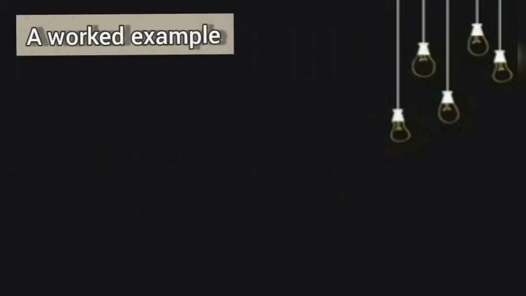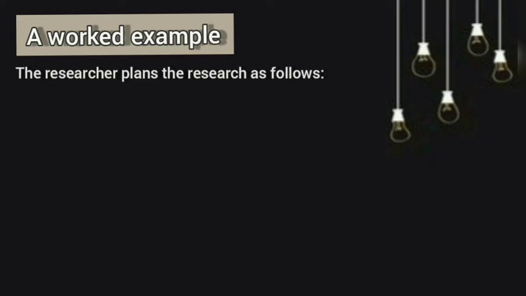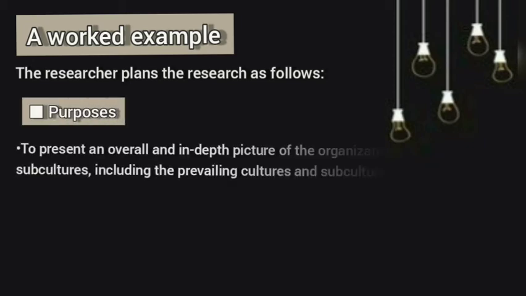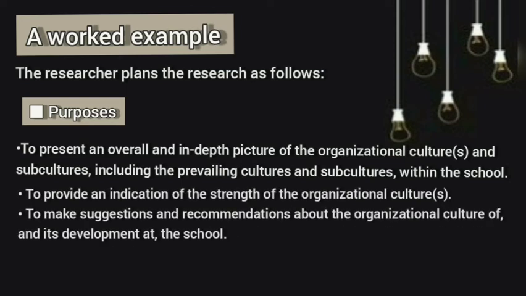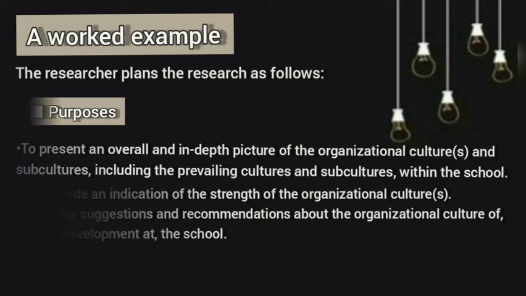Okay, the last point of this material is a worked example. The researcher planned the research as follows. The first is purpose. In the purpose, there are 3 points. The first is to present an overall in-depth picture of the organizational cultures and subcultures, including the prevailing cultures and subcultures within the school. The second is to provide an indication of the strength of the organizational cultures. And the third is to make suggestions and recommendations about the organizational culture development at the school.